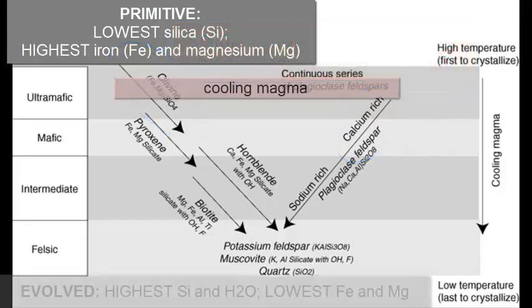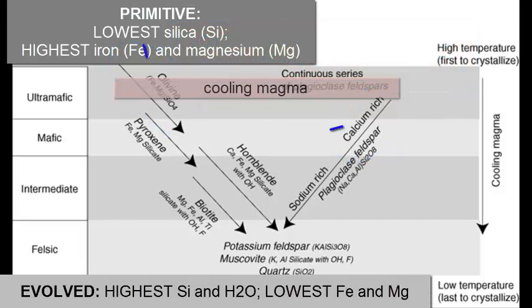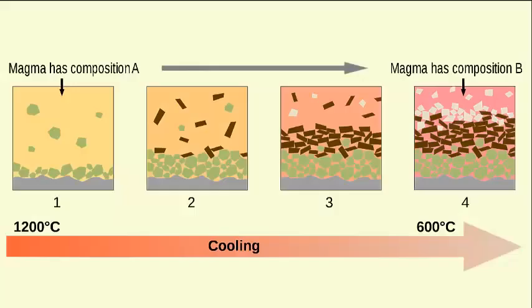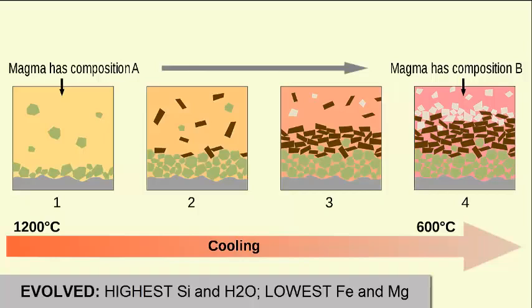If, however, we let the magma evolve, if we remove the olivines by having them sink to the bottom of the magma chamber, and the plagioclase feldspars by having them float to the top or edges of the magma chamber, the composition of the magma would start to change. It would become more silica-rich, more water-rich, and have less magnesium and iron.